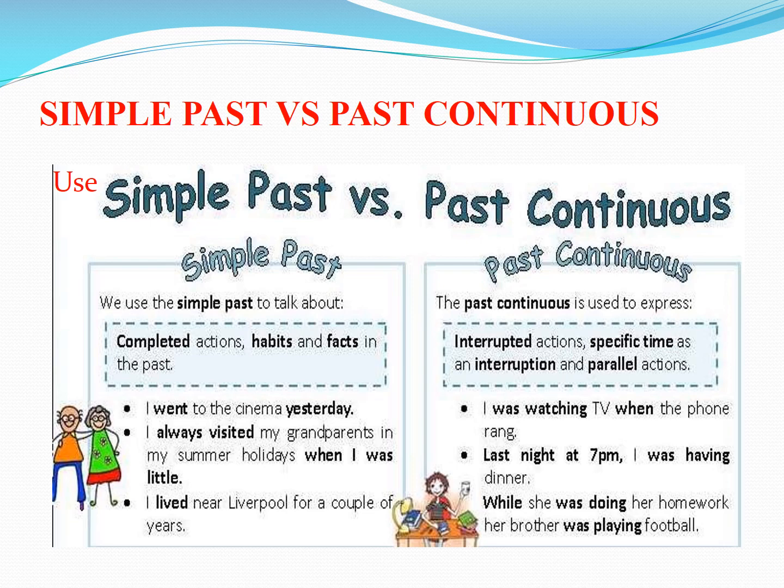So now we will look at the uses of both tenses, the simple past and the past continuous. First of all, we need to look at the simple past uses. It is used to talk about completed actions, habits, and facts in the past. For example, I went to the cinema yesterday. It's a completed action in the past. So yesterday I went to the cinema.